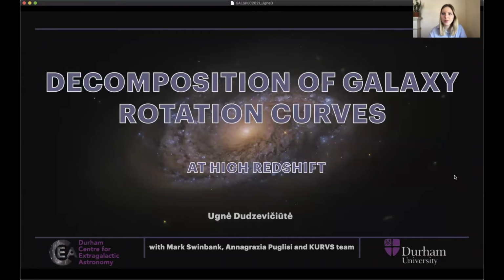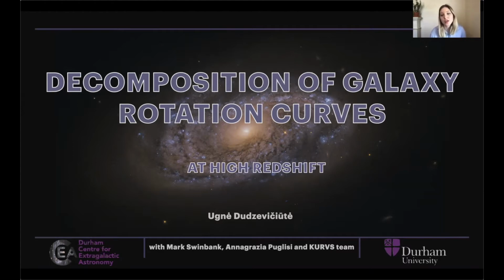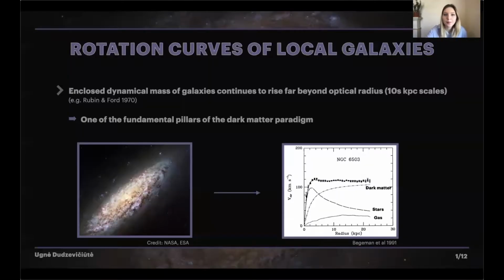Hi everyone, I'm Ugne from Durham University, and in this talk I will present to you our ongoing analysis of rotation curves of high redshift galaxies, and in particular their decomposition into the baryonic and dark matter components. This work is done together with Mark Swinbank and Anna Puglisi from Durham University, as well as the rest of the curves team. Why are we interested in rotation curves?